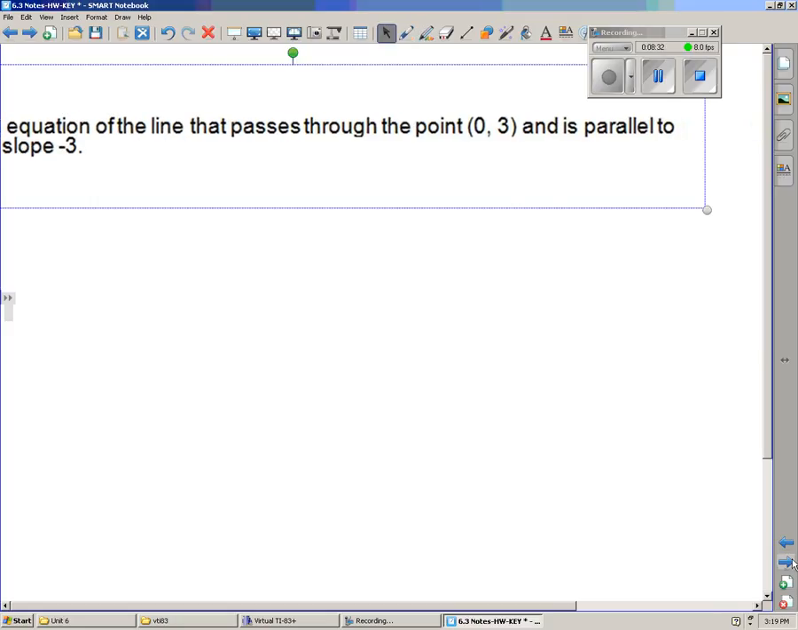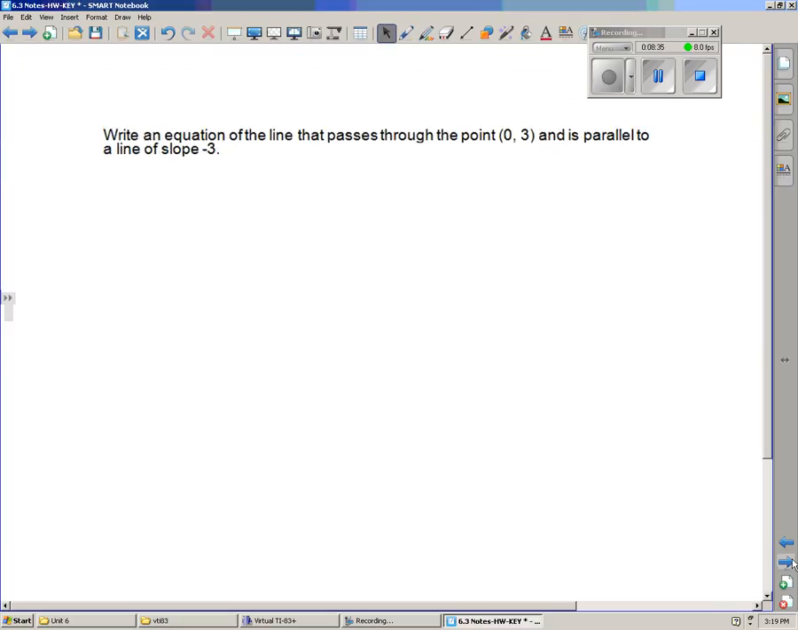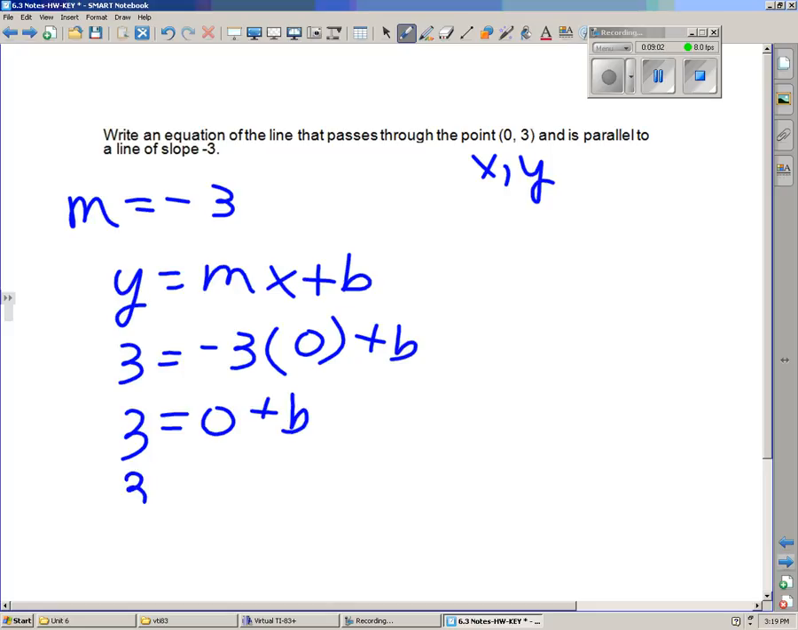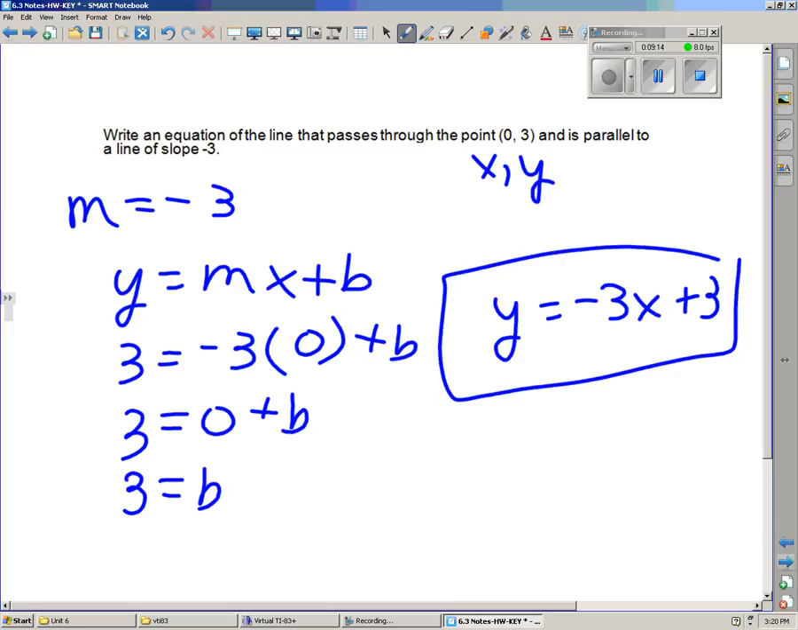This one needs to be parallel. Okay, so we know that if lines are parallel, they have the same slope. So parallel has the same slope. This is my x, this is my y. I will go back to the other format, just the regular slope intercept where you plug in the things that you know. So the y coordinate is 3, the slope is negative 3, the x coordinate is 0. I don't know b. 3 equals 0 plus b, which means 3 equals b. So this one's actually pretty nice, and the equation is going to be y equals negative 3x plus 3. That one was kind of quick.